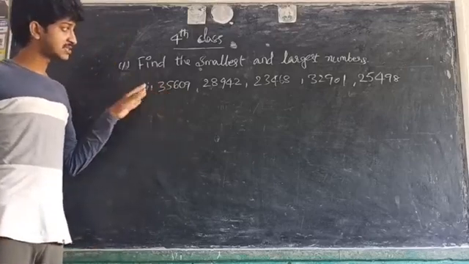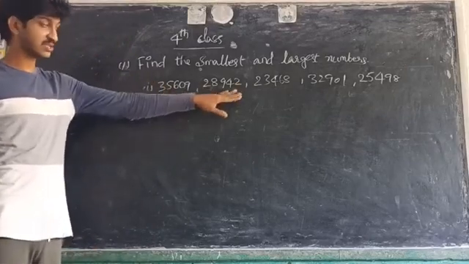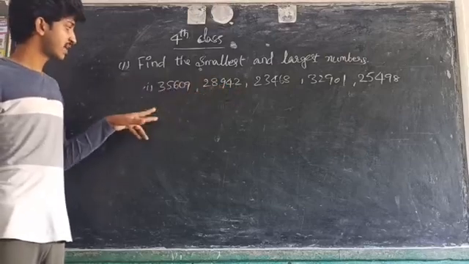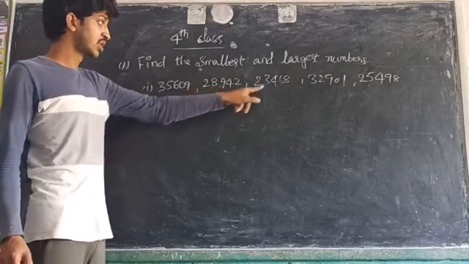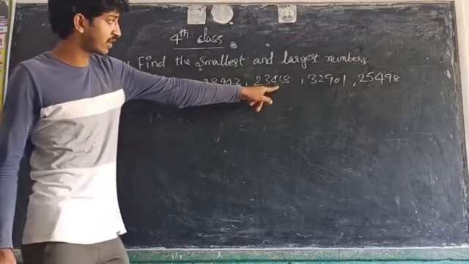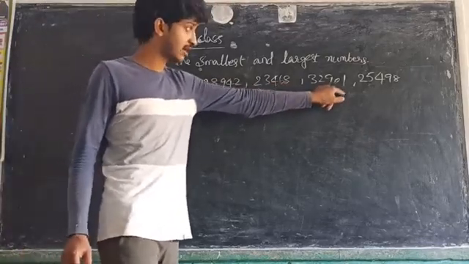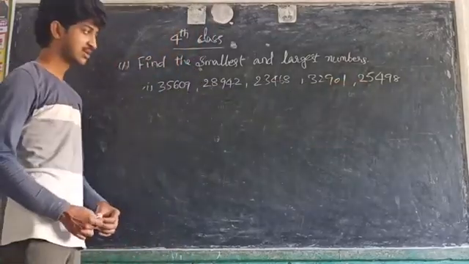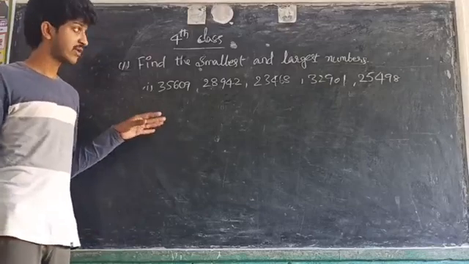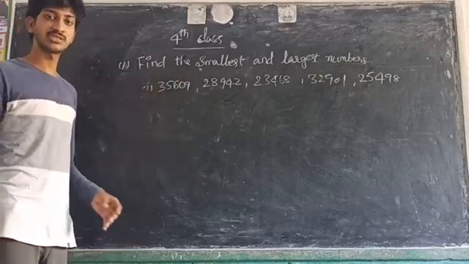We have to find the largest and smallest numbers among these 5 numbers. The numbers given are 35,609, 28,942, 23,468, 32,901, and 25,490. These are the 5 numbers given. Among these 5 numbers, we have to find which is the smallest number and which is the largest number.